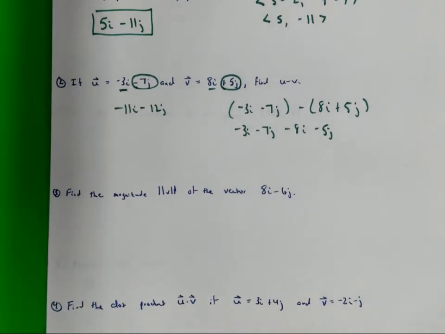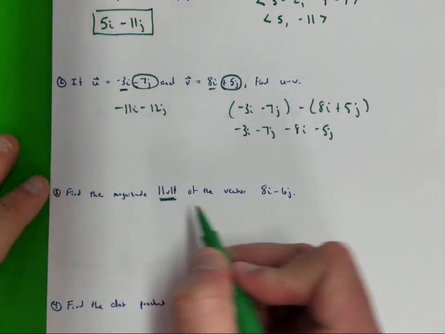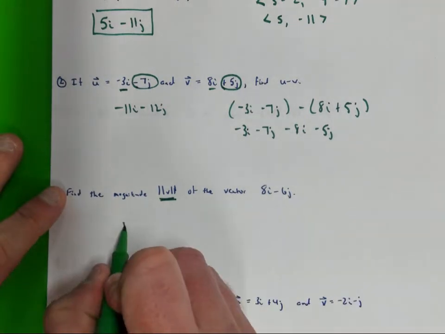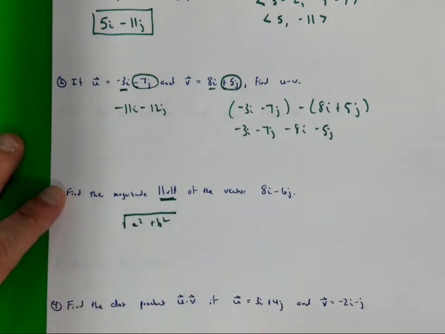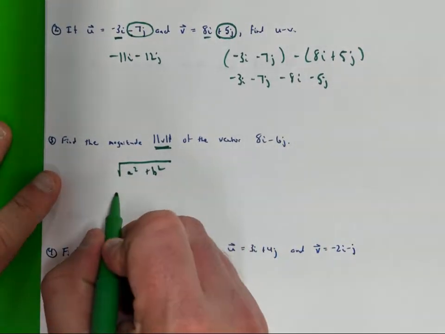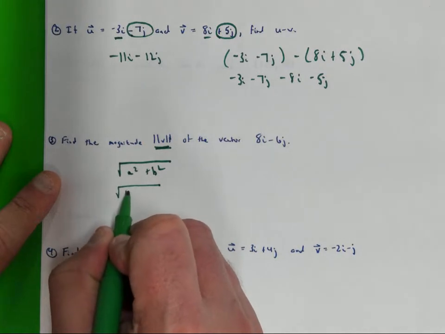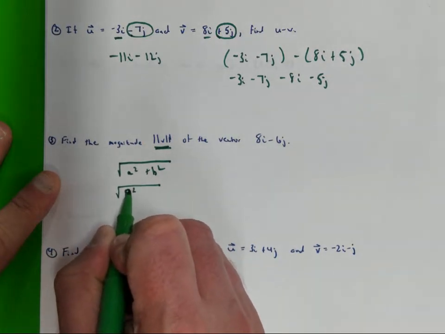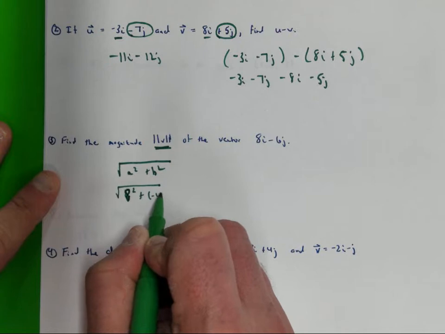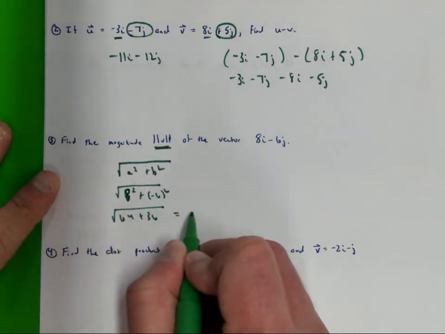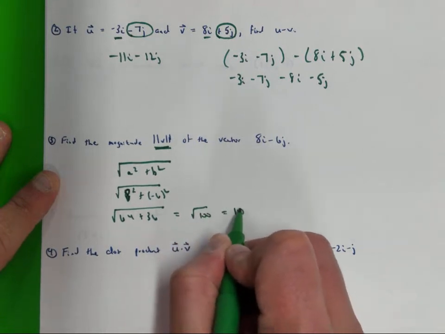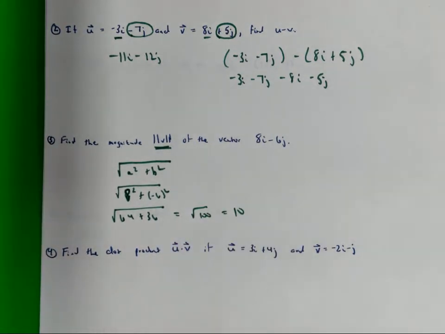Number 3 says find the magnitude. Remember that symbol for magnitude of the vector 8i minus 6j. Remember, square root of a squared plus b squared. So this will be 8 squared. Sorry, that's an 8. Plus negative 6 squared. Gives me 64 plus 36, which equals square root of 100, which equals 10. So my answer is 10. That is the magnitude, the length of that vector.